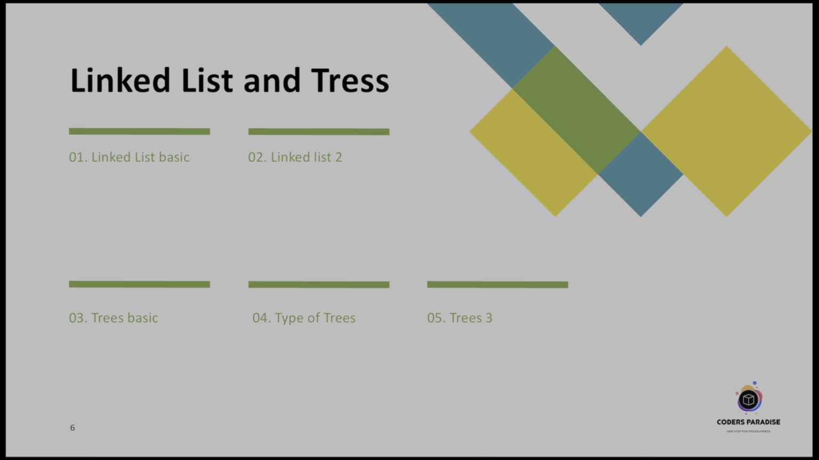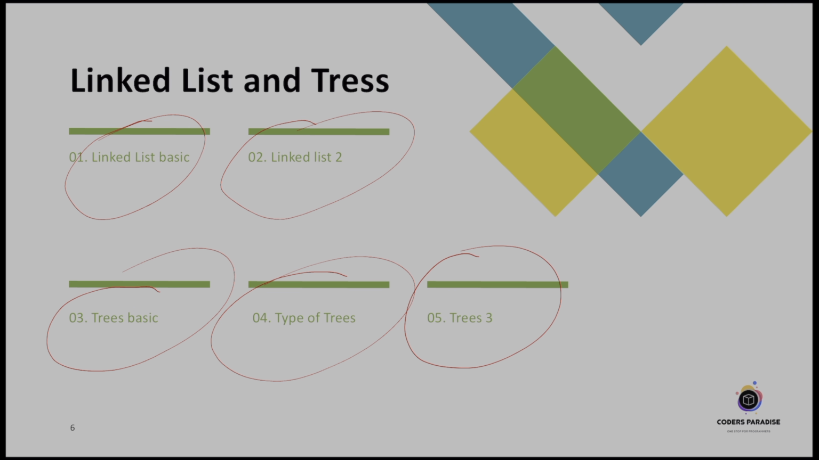Once we are done with the basic arrays and some intermediate arrays, we will be moving to the concepts of linked lists and trees. Here we will be learning linked list basics, then linked list 2, then some tree basics, and types of trees, and trees 3 will basically be some important questions which are mostly asked in interviews. So this will be the whole structure for linked lists and trees. This is just a starting point, the basics of these things, and then we will be moving forward.